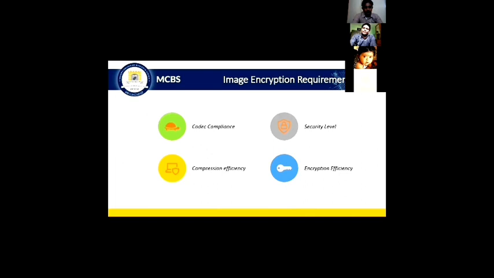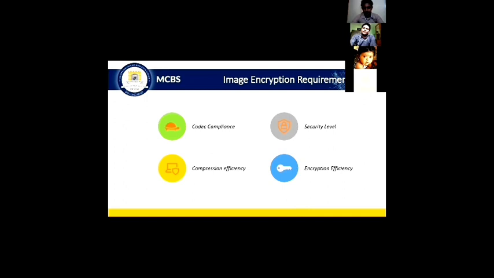Image encryption requires four levels: codec compliance, compression efficiency, security level, and encryption efficiency. Codec compliance: some multimedia applications use codec software to compress and decompress files, so the encryption algorithm must not require any modification in the codec.